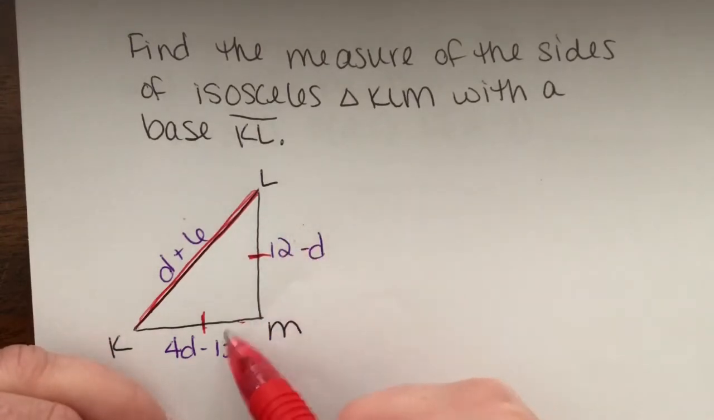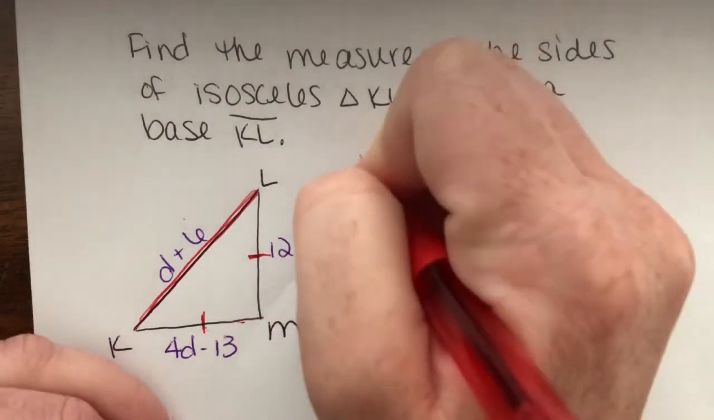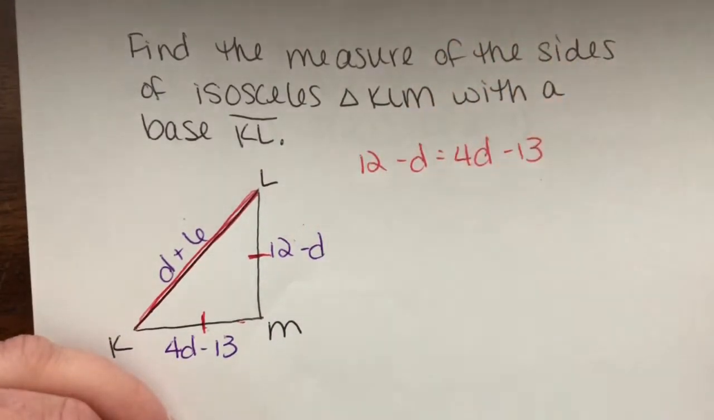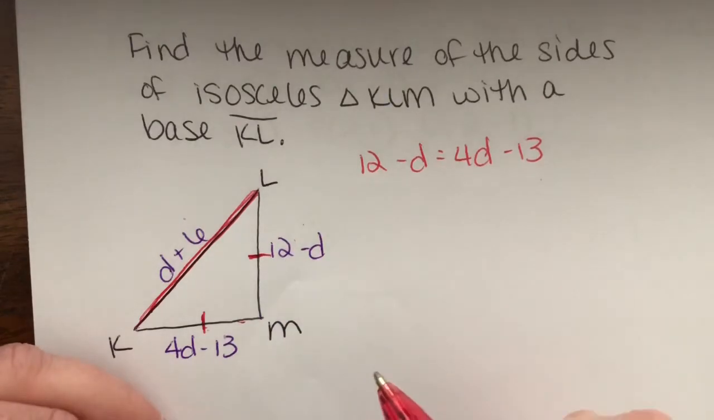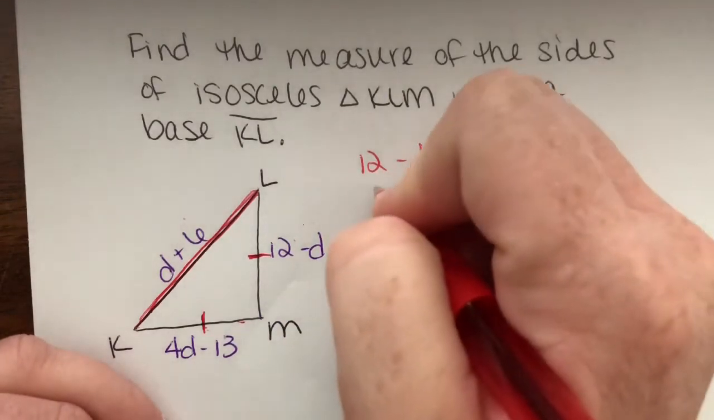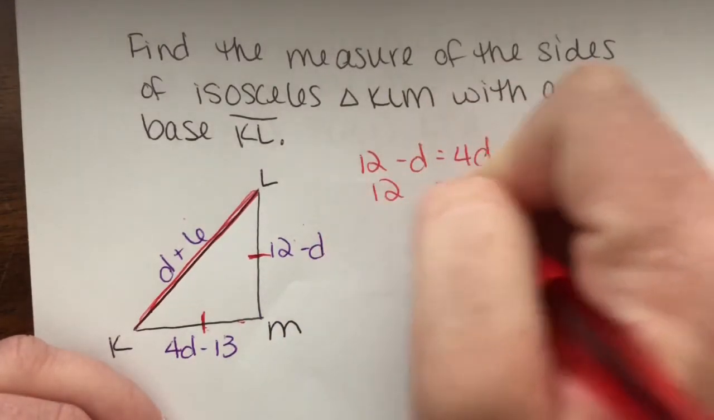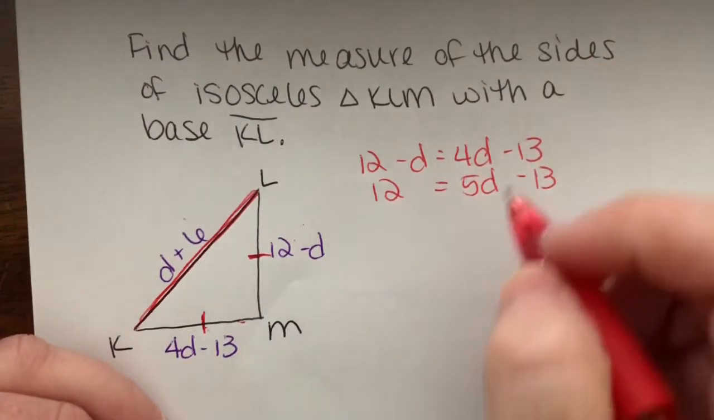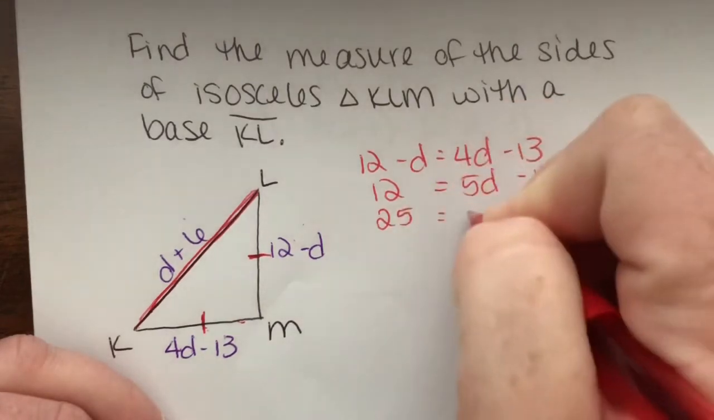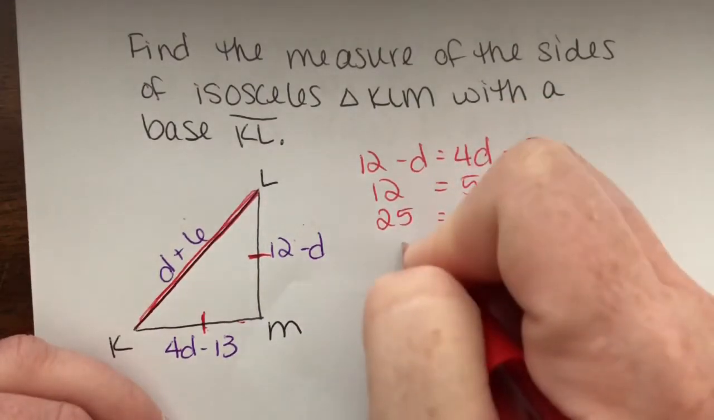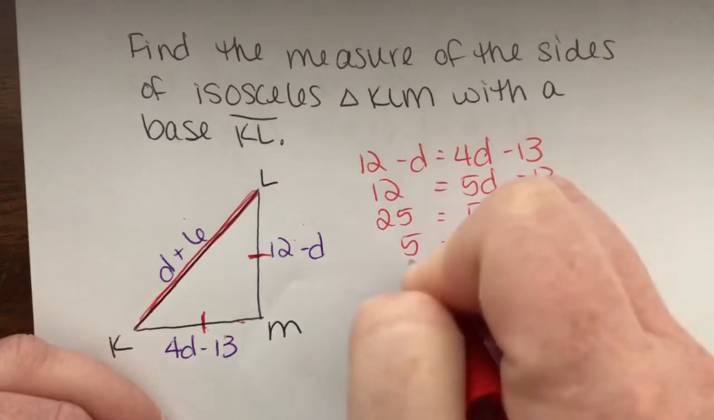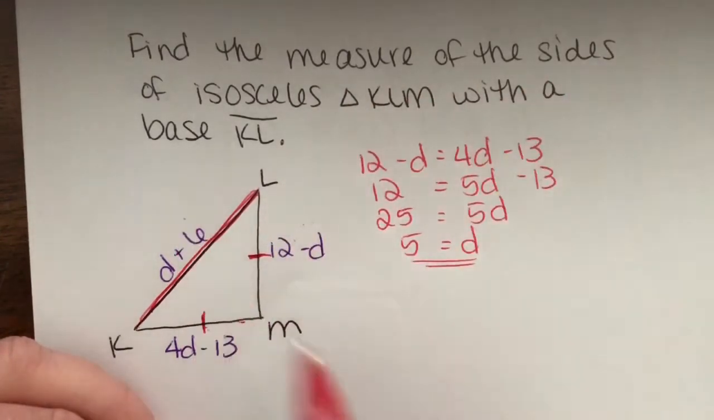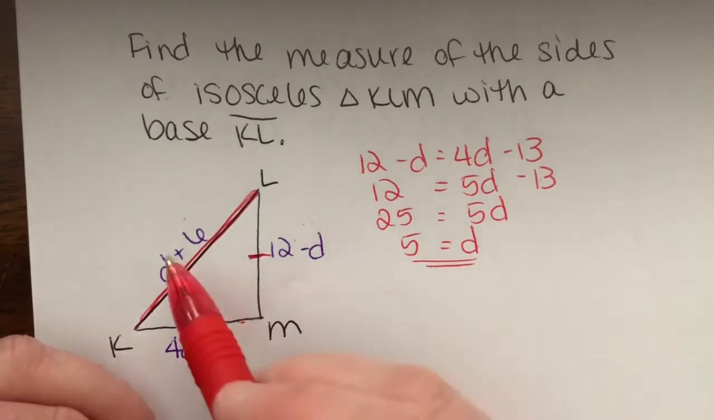To solve for D, I can set these equal to each other. 12 minus D equals 4D minus 13. They're both the same length because this is isosceles. So then I just start solving for D. I add D to both sides of my equal sign. Then I'm going to add 13 to both sides of my equal sign. And then divide by 5. D equals 5. But it doesn't ask us to solve for D. It asks us to find the measure of the sides, right? So now I just plug 5 in for D.